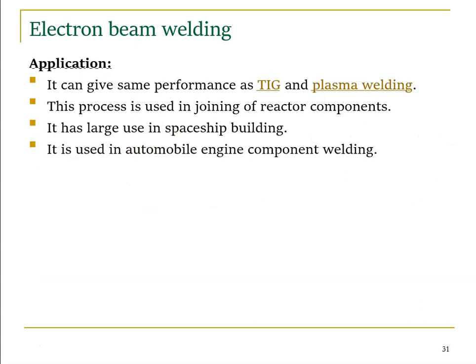The applications are that it can give the same performance as TIG and plasma welding. This process is used in joining of reactor components. It has a large use in spaceship building. It is used in automobile engine component welding, right? So these are the electron beam welding applications.